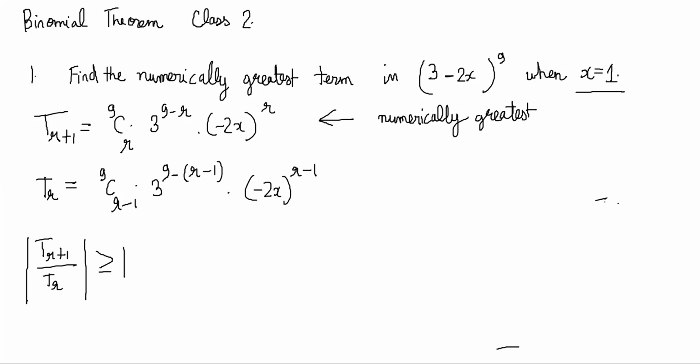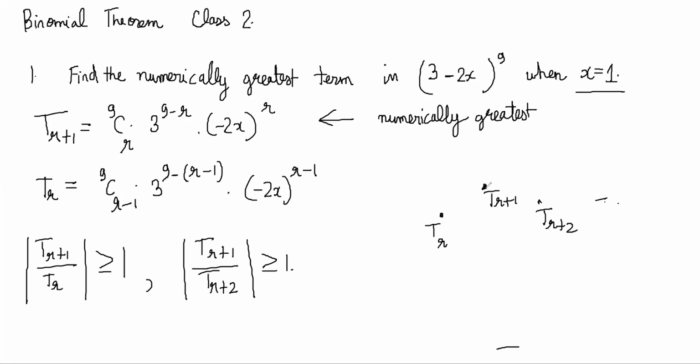So also you should have tr plus 1 by tr plus 2 greater than 1, right? So this is tr minus 1, this is tr, this is tr plus 1, and this should be tr plus 2. Then only this is numerically greatest. So these two inequalities have to be solved. If you look at your book, there will be a result that comes after solving these two inequalities.